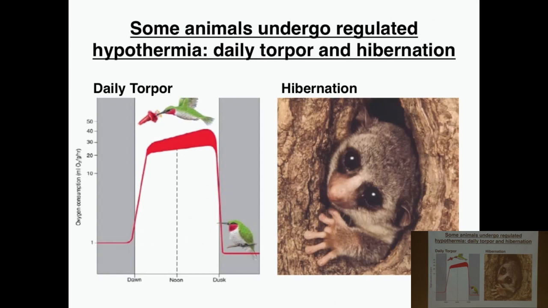And here we have an example of a hummingbird, and this is a graph that literally shows their metabolic rate at night. When they're not eating, when they have reduced their metabolic rate, it's much, much lower than it is during the day when they are active.